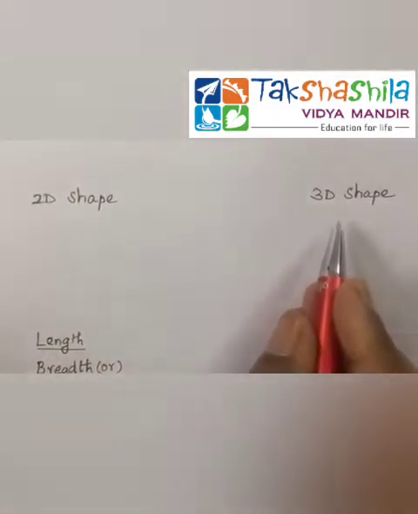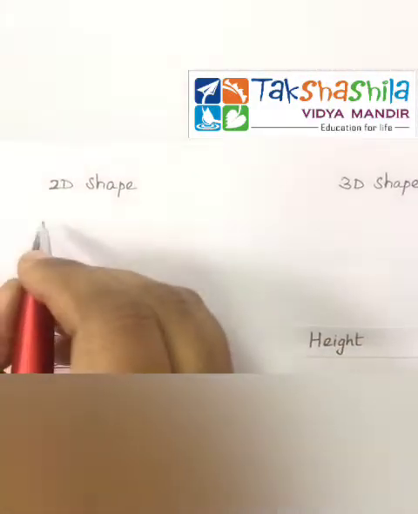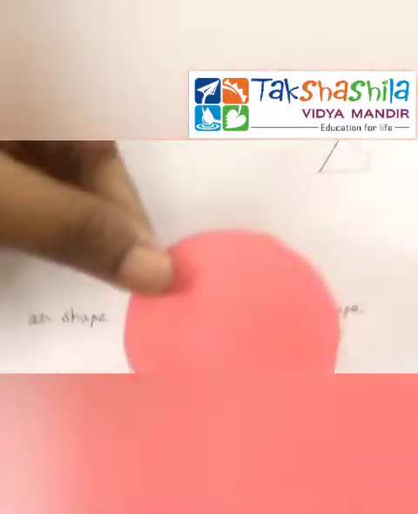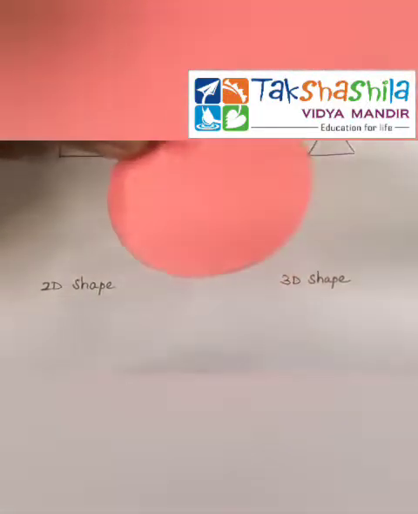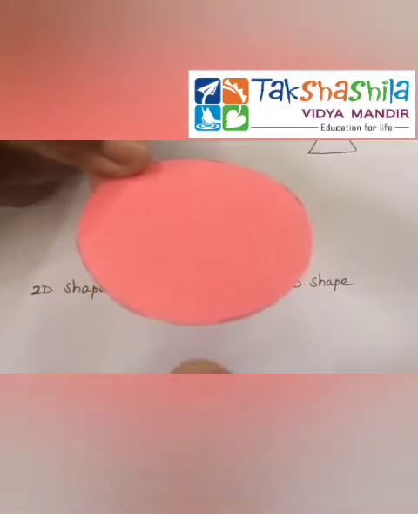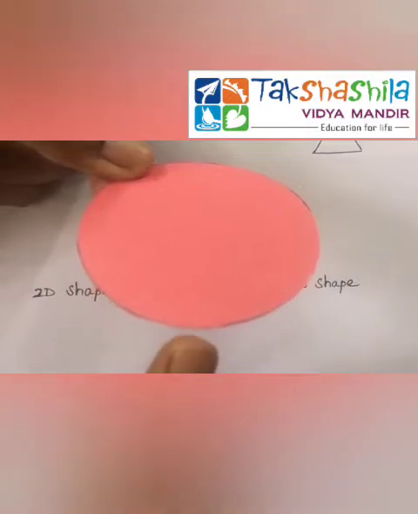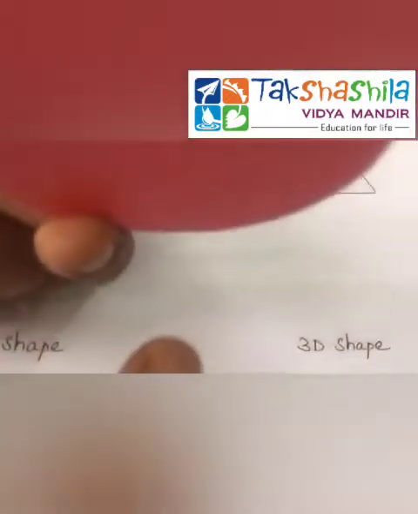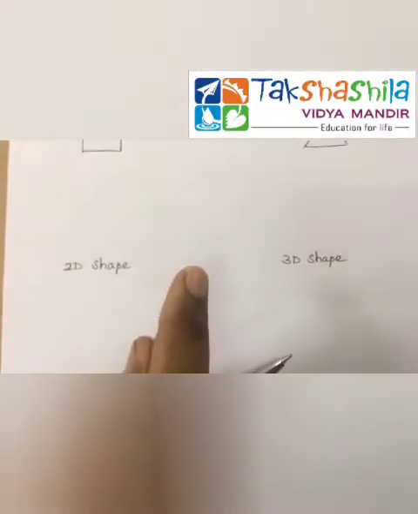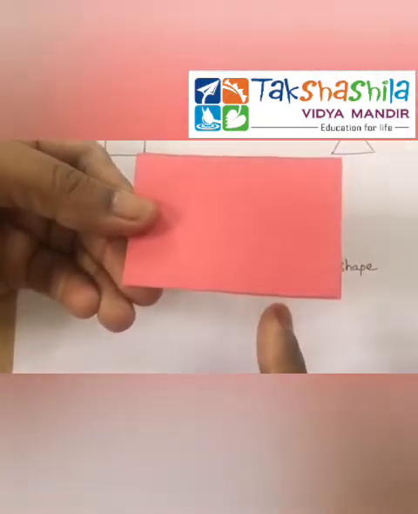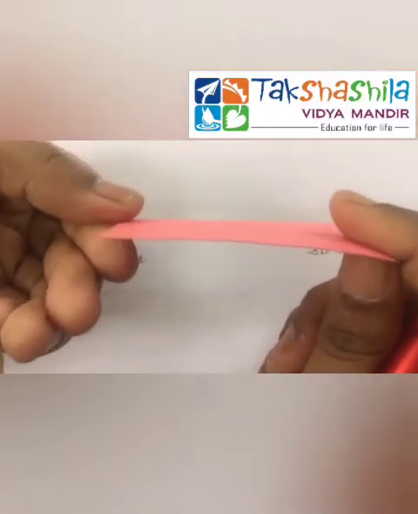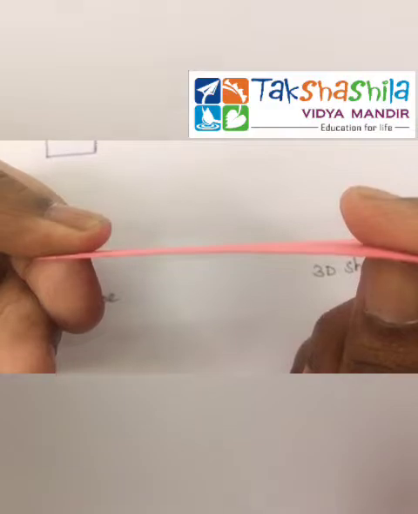2-dimensional shape and 3-dimensional shape. For example, take this. I am showing a circle cutout. Does it have a third dimension called height? It doesn't have any height. And another example, a rectangle. It has a length, it has a breadth. Does it have a third dimension height? No, it doesn't have a third dimension height.